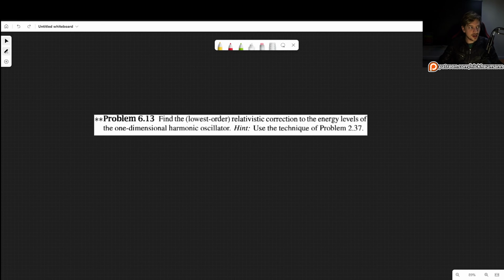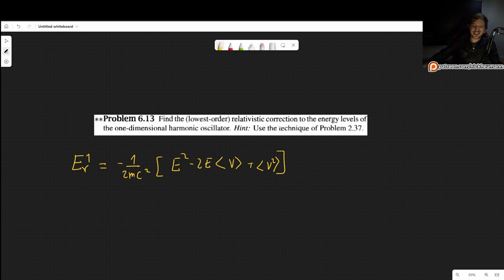So what do we do here? How do we go about this? Well, here we want to remember what we found while we were deriving the relativistic formula. What we found is that the relativistic correction to first order is minus 1 over 2mc squared, times E squared minus 2E expectation value of V plus expectation value of the potential squared. And afterward we said, okay, V is the potential for the hydrogen atom, and we kept going. But this time we will use the potential for the harmonic oscillator.